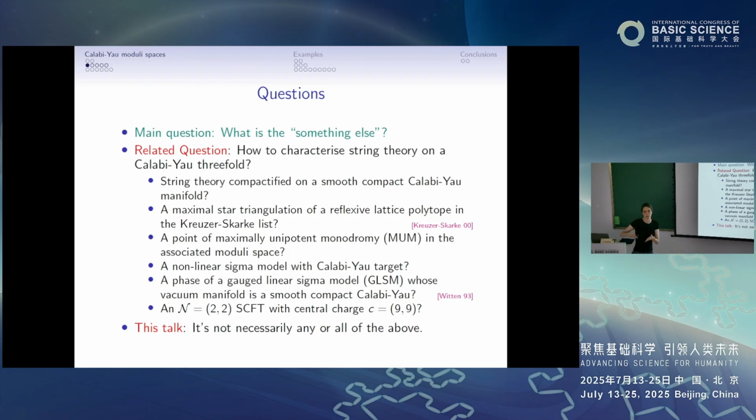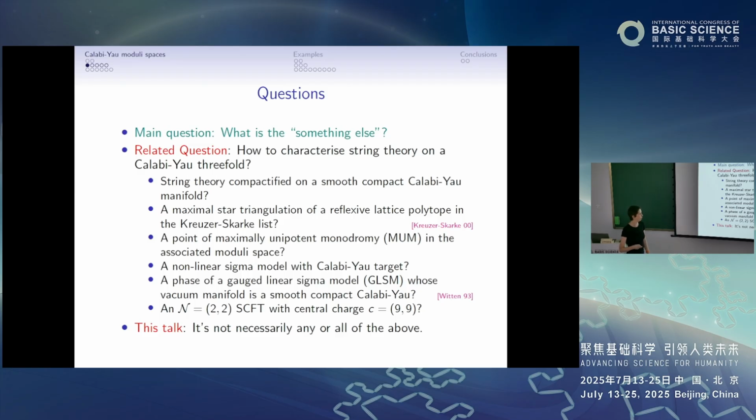But there are also other ways to approach a Calabi-Yau compactification. For instance, as we have heard in your talk, a lot of Calabi-Yaus can be understood in terms of toric geometry. So this well-understood region in the moduli space will be a maximal star triangulation of a reflexive lattice polytope in the Kreuzer-Skarke list, and you can do a lot of analysis in this context. You can also characterize these well-understood regions in the properties of the moduli spaces and the monodromy, for instance.